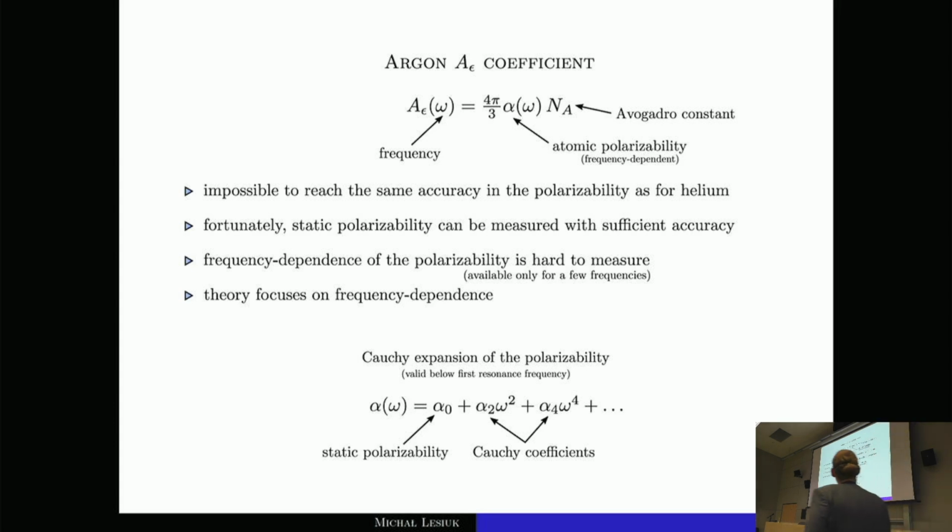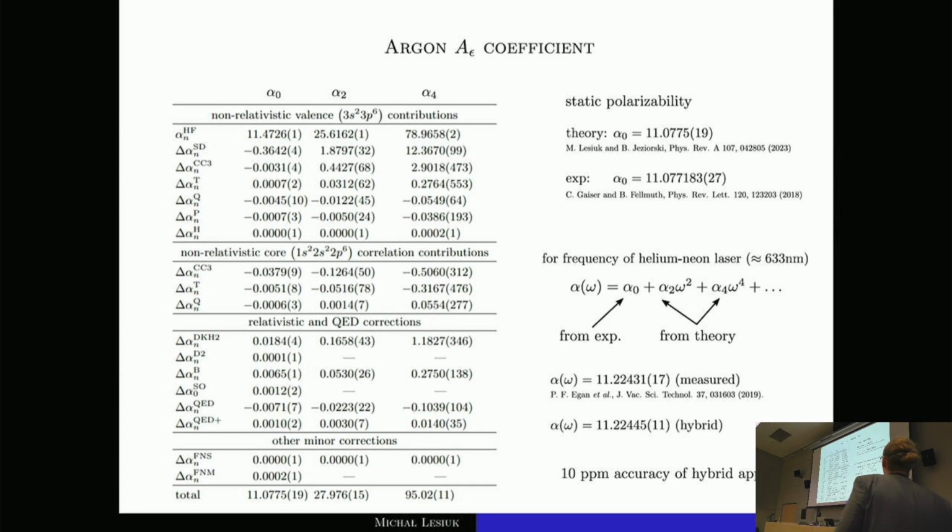To include this frequency dependence, we are interested in the optical range of frequencies and below. So basically what you can do below the first resonance frequency is the Cauchy expansion. You expand the polarizability in orders of omega, and you have the static polarizability in the first term, and then you have these Cauchy coefficients. And for argon, we did calculations of the polarizability and the first two Cauchy coefficients.